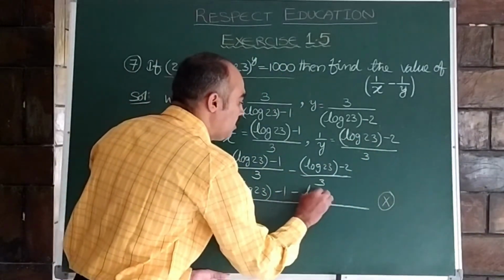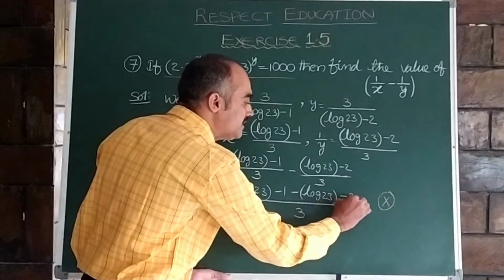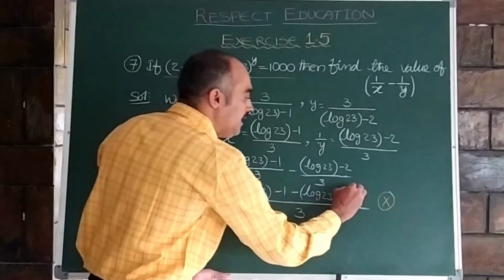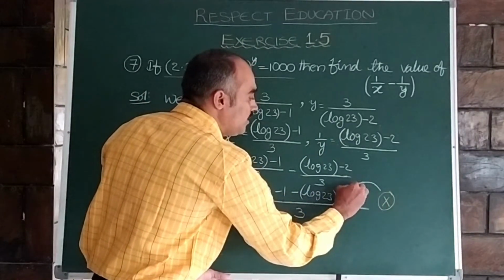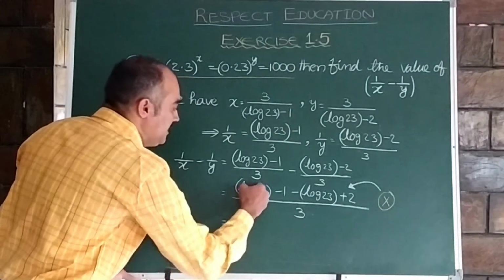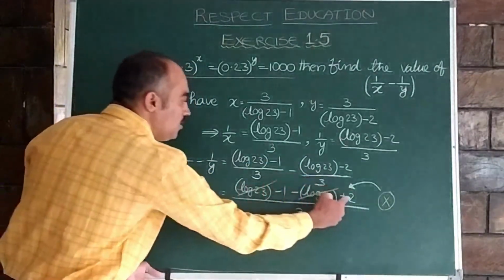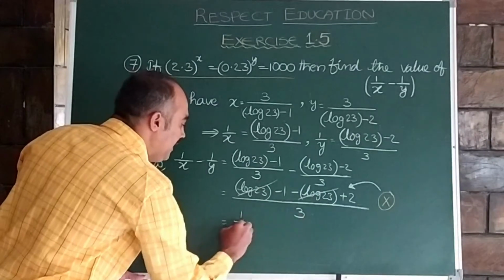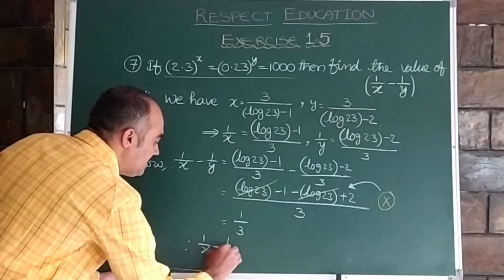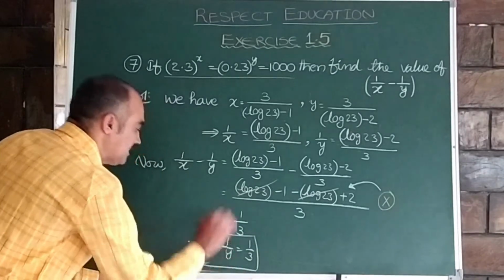Minus into log 23, log 23. Here in a hurry you may write minus 2 as it is, but here you keep concentration, children. Minus into minus is plus 2. So here you may commit a mistake, children. Okay, you keep that in mind. So here now it is log 23. See, positive log 23 and negative log 23 get cancelled. Now here 2 minus 1 is 1 by 3. Therefore 1 by x minus 1 by y is equal to 1 by 3, is the final answer.